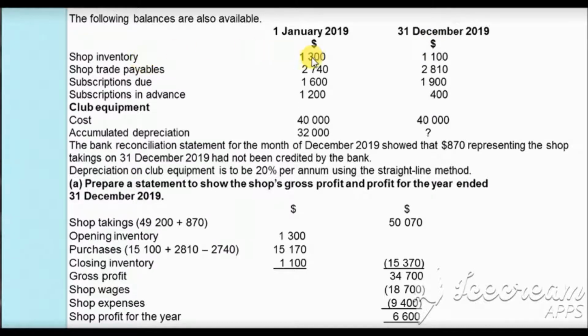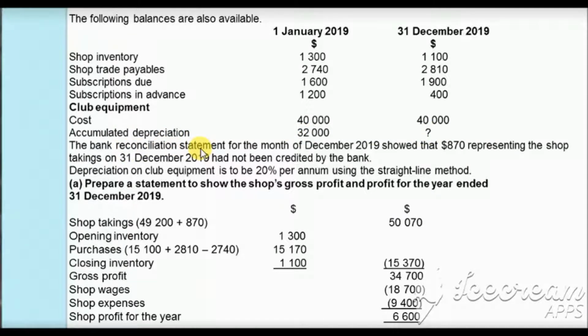Shop inventory is $1,300 and $1,100. Shop trade payables are $2,740 and $2,810. Subscriptions due are $1,600 and $1,900. Subscriptions in advance are $1,200 and $400. Club equipment cost is $40,000 and $40,000. Accumulated depreciation is $32,000 and question mark.